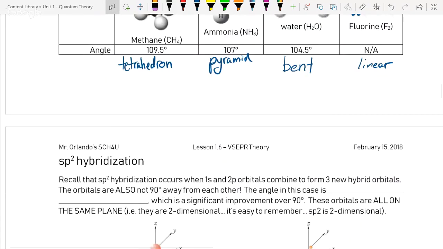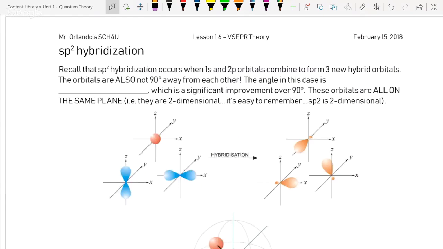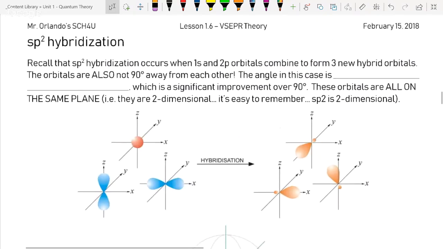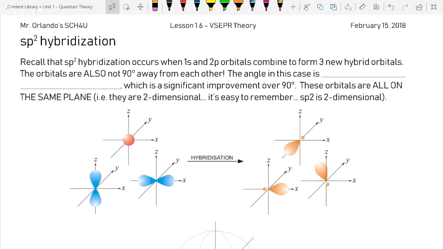But sometimes we do need to make a pi bond. So recall that sp2 hybridization occurs when one s and two p orbitals combine to form three new hybrid orbitals. The orbitals are also not 90 degrees to each other. Now here's the question. What's the furthest away you can make three things from one another? Anyone want to try that? 120. Good. In this case, it actually is 120 degrees.